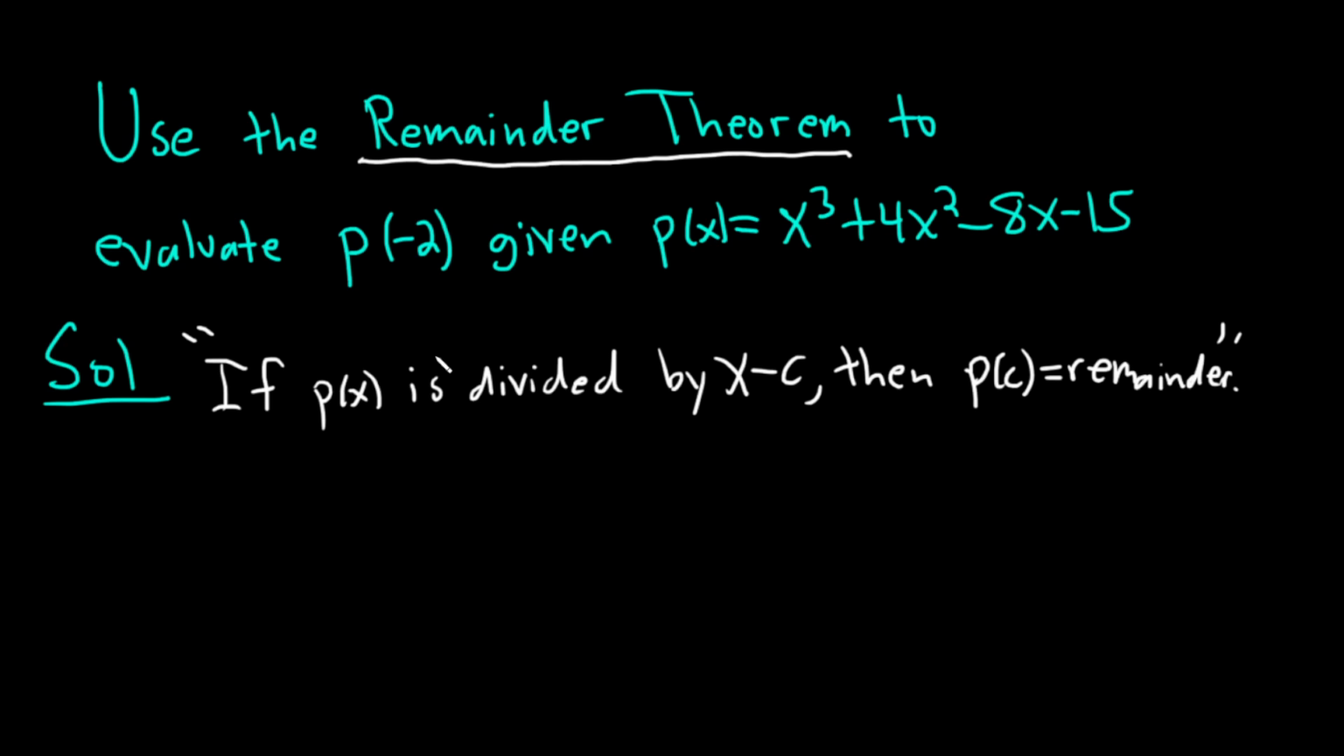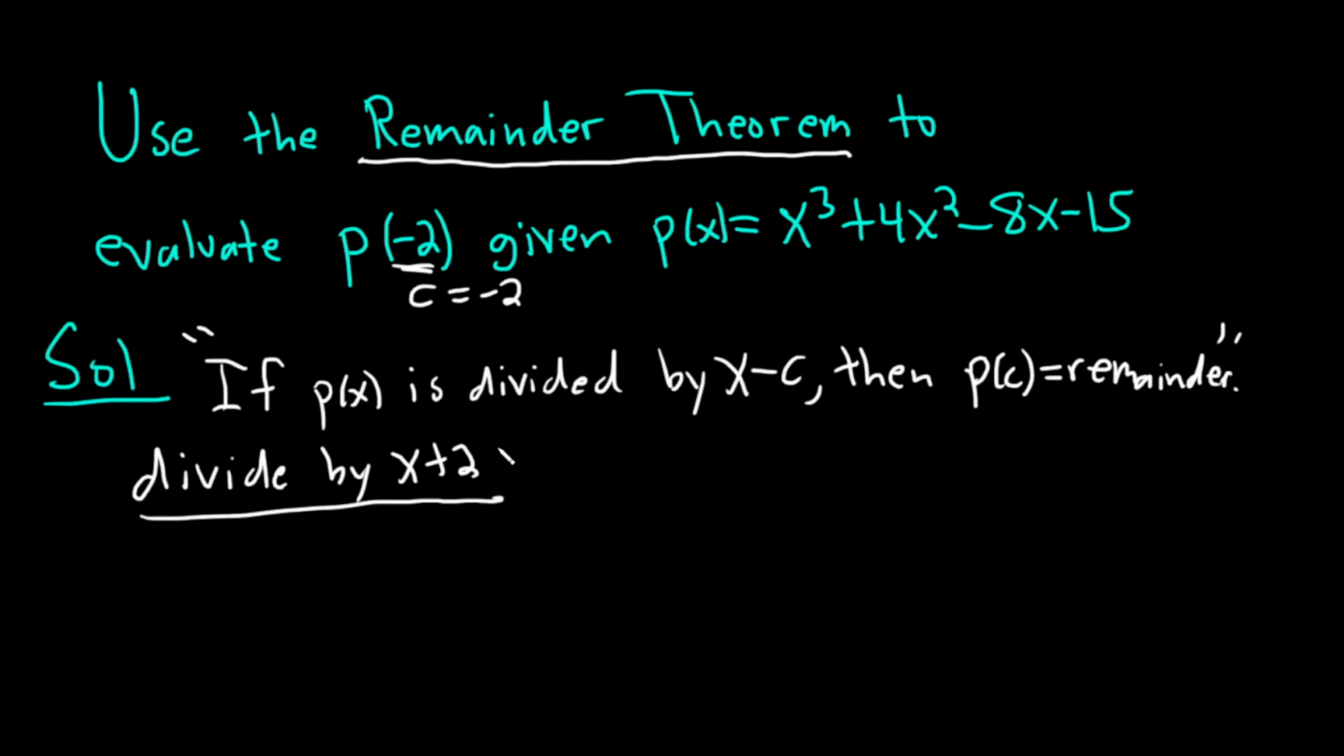So all we have to do is divide by x minus c. We have to identify that in this problem. So p of c is equal to the remainder. Our c here is negative 2, so we divide by x plus 2. We're going to use synthetic division, and we're going to divide by x plus 2. That's what we're doing next.